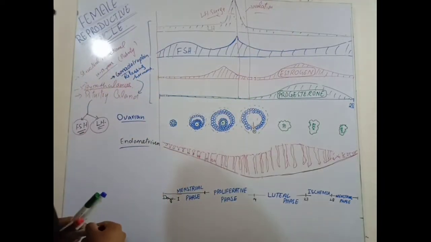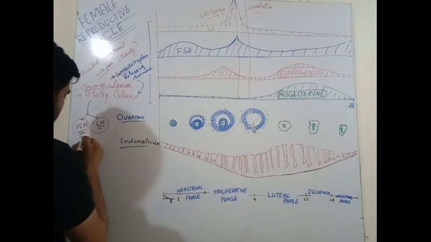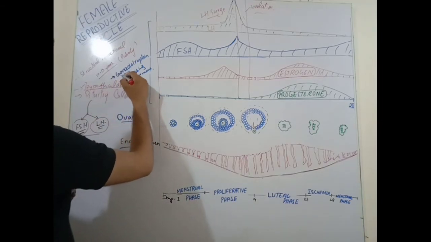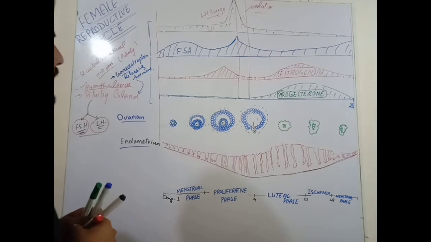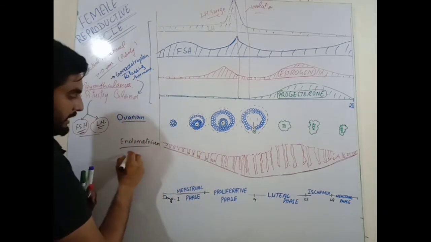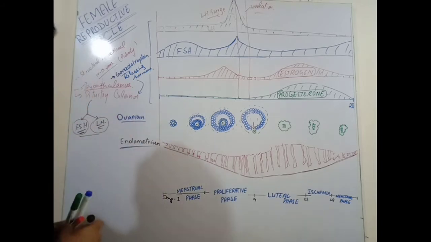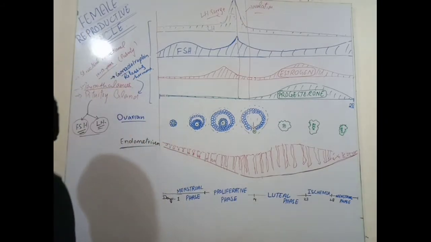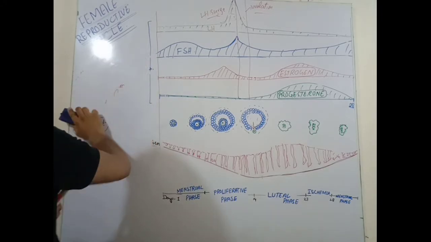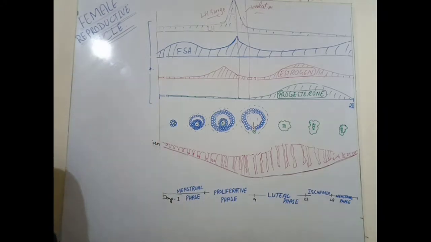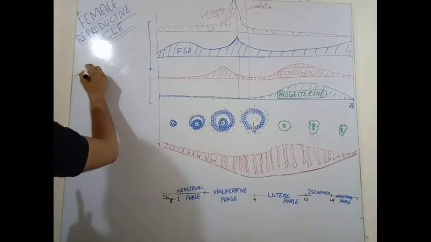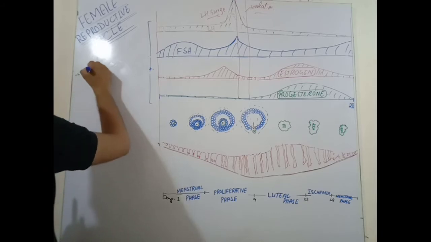So these are the two basic hormones that are secreted from the pituitary gland under control of the hypothalamus through gonadotropin releasing hormone, and cyclic changes occur in the ovary and endometrium. So now we will study the ovarian cycle. First of all the ovarian cycle, then we will see the endometrial or menstrual cycle. First of all, we are going to see the ovarian cycle.